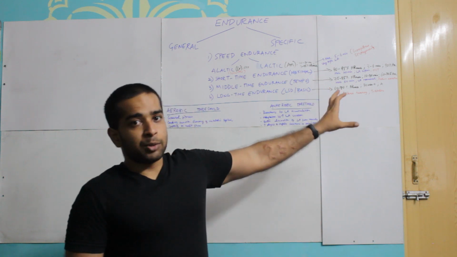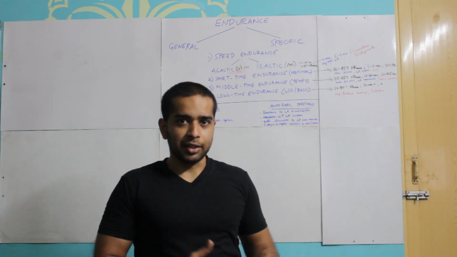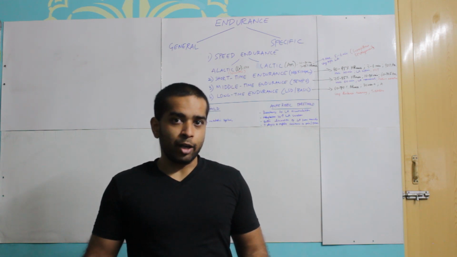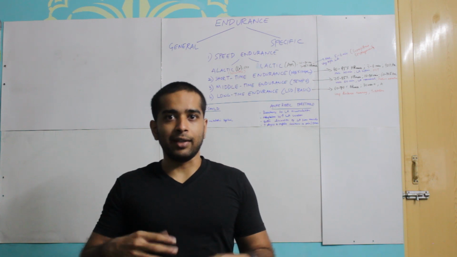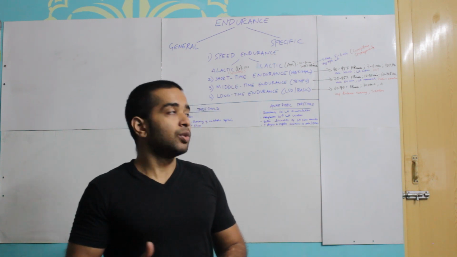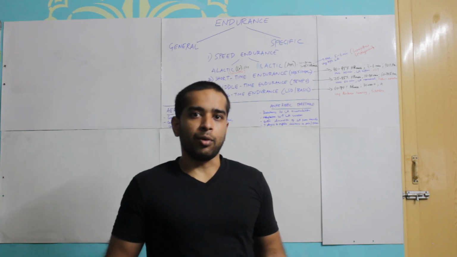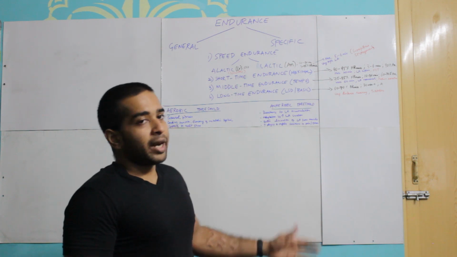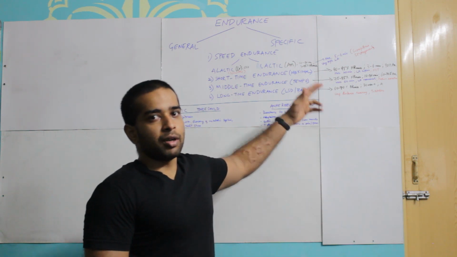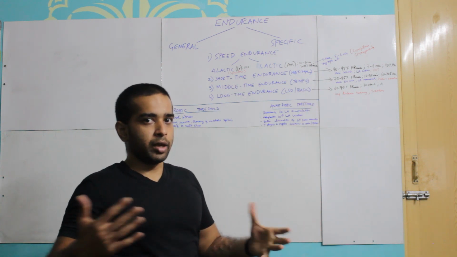90% of the energy is provided through the anaerobic system for this type of activity, and the remaining 10% is provided by the aerobic system, and as the time increases, the amount of aerobic to anaerobic energy provision starts to change. Think of high-intensity interval training protocols here. Number three, middle time endurance or tempo endurance. Here you're training at 75 to 85% of your heart rate maximum, and you're performing this activity for any time between 10 to 30 minutes.